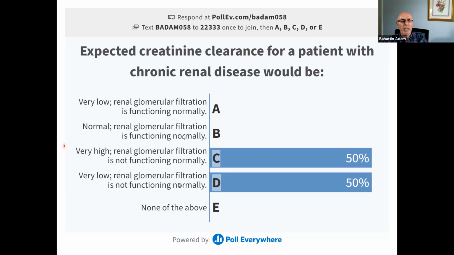The correct answer: the creatinine clearance is low. The kidney is not able to remove the creatinine from the blood because you have renal dysfunction, which means the renal glomerular filtration rate is also decreased.